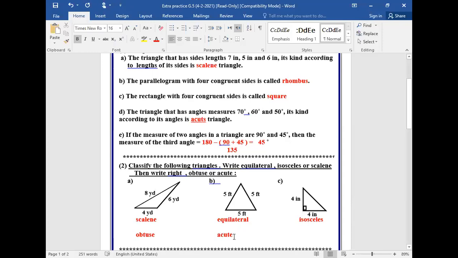And according to measure of its angles. Come on, Hamed. Hamed. Yes, Mister. What is the kind of this triangle related to its angles?